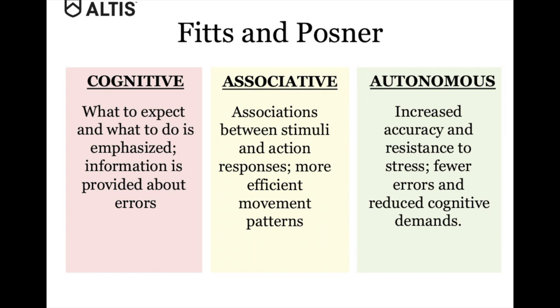Moving on from there, we have the associative stage, where associations between stimuli and action responses are built. Here we'll see more efficient movement patterns. Lastly, we have the autonomous stage, where there'll be an increased accuracy and resistance to stress, fewer errors, and reduced cognitive demands. This lays out some fundamental concepts of motor learning, but I believe we can layer on a few more to gain a better understanding.